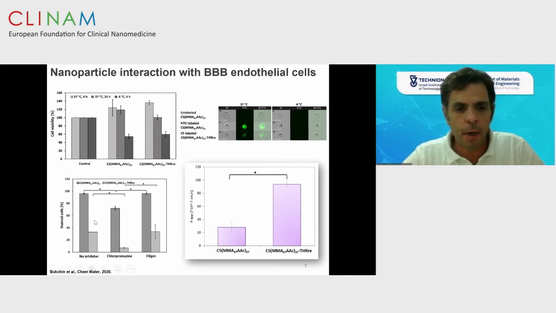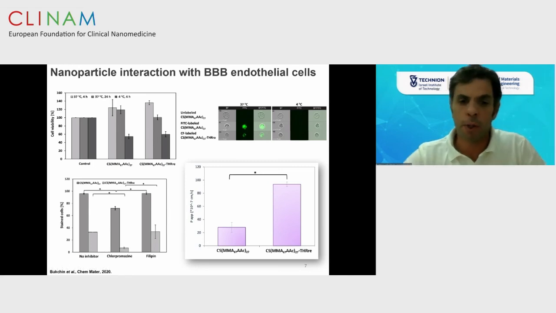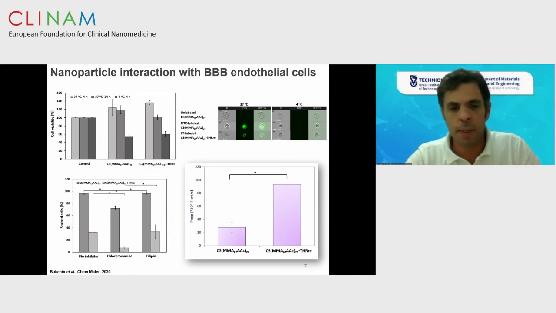And as you can see here, this is without the inhibitor. When we compare the internalization in the presence of these two inhibitors, we observe a significant decrease in the internalization of both types of nanoparticles, but the effect was more pronounced for the peptide shuttle modified nanoparticles in the presence of chlorpromazine, which suggests that the internalization is clathrin mediated, and this would be in line with the interaction with the transferrin receptor.